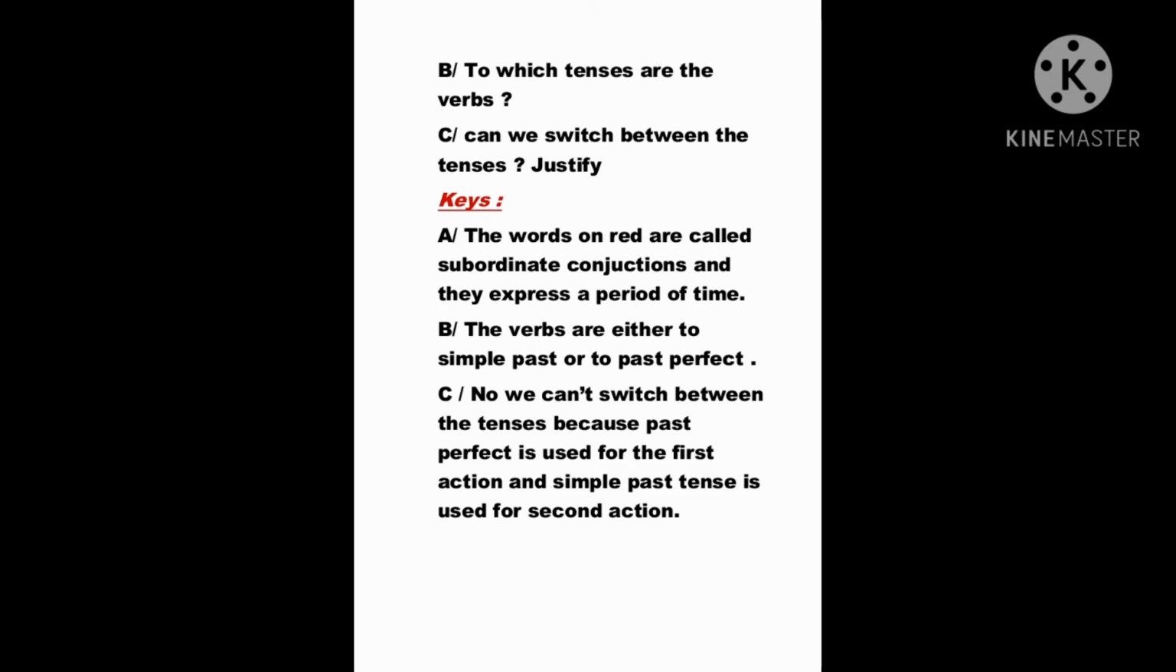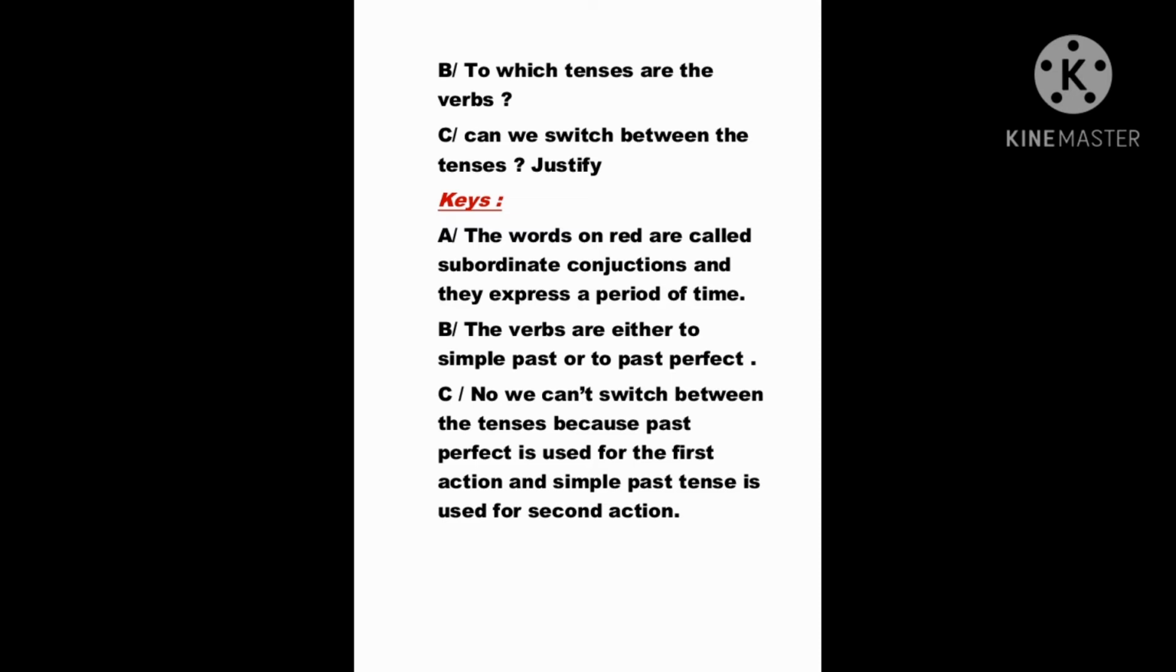The words in red are called subordinate conjunctions and they express a period of time. So they express a period of time, either long or short. So they are called subordinate conjunctions. They are used to relate two sentences or clauses. The verbs are either in simple past or in past perfect. We are going to see when we put them in simple past, when we put them in past perfect.